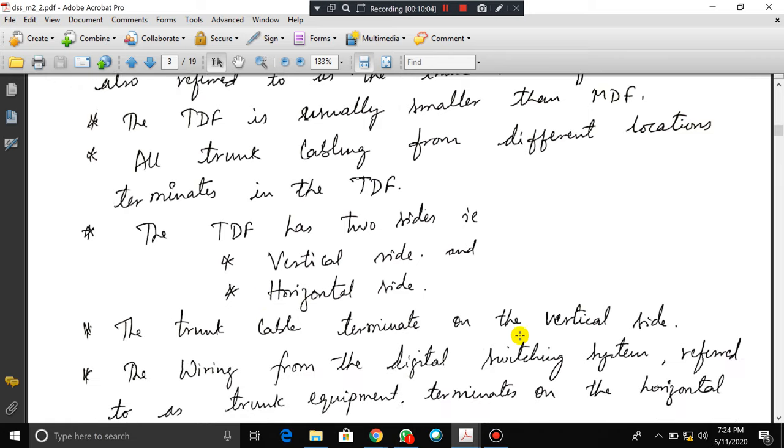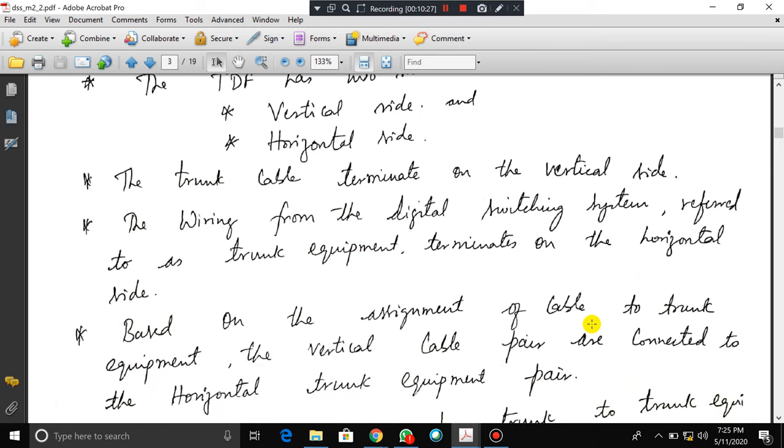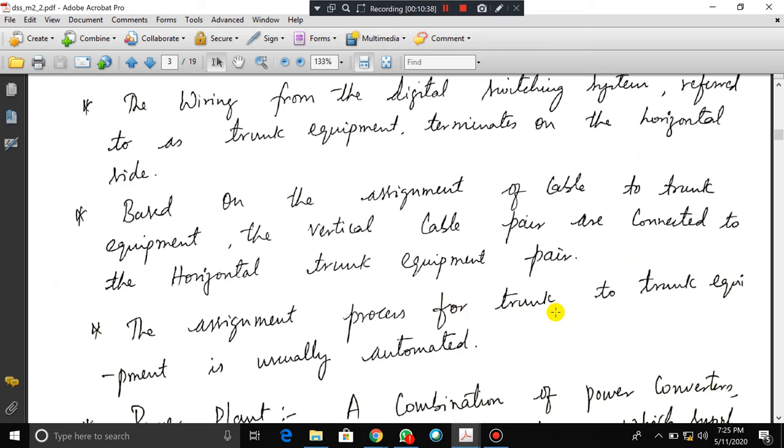The trunk cables terminate on the vertical side. The wiring from the digital switching system, referred to as the trunk equipment, terminates on the horizontal side. If you remember the differences between both, you can make a sentence; it is easy to remember. Based on the assignment of the cable to the trunk equipment, the vertical cable pairs are connected to the horizontal trunk equipment pairs. The assignment process for trunk to trunk equipment is usually automated. That means it is not manual.